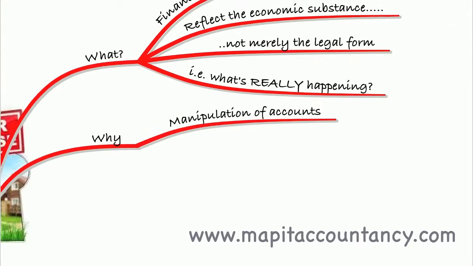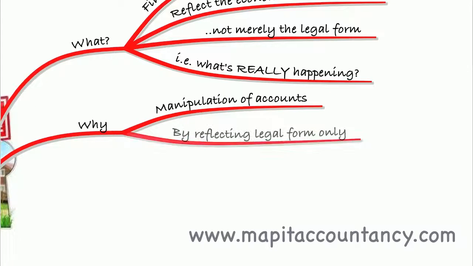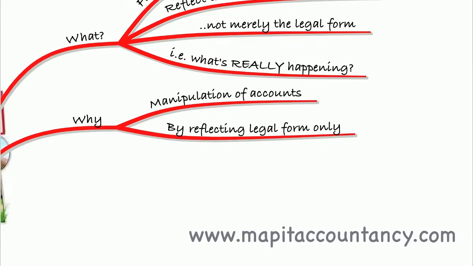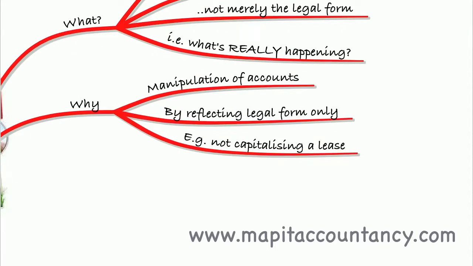Why do we need to do that? Well, we need to avoid manipulation of the accounts by clever accountants. So they might just reflect the legal form rather than showing what's really happening. So for example, they may not capitalise a lease.